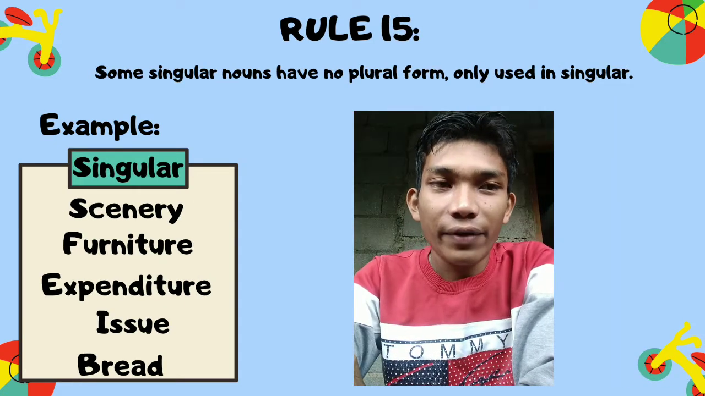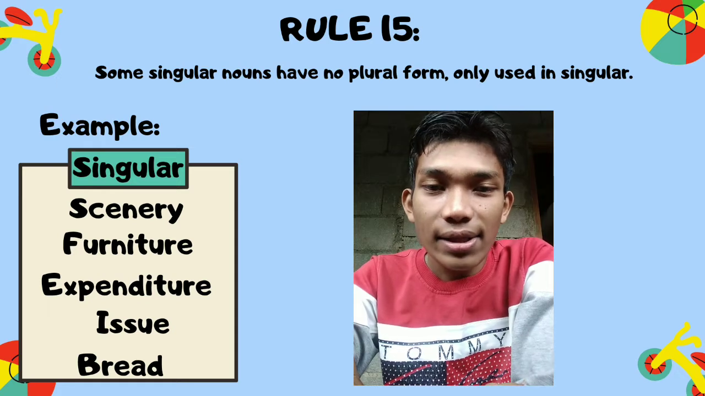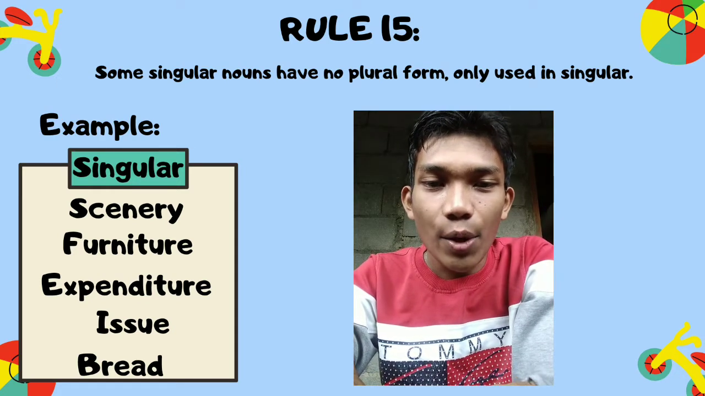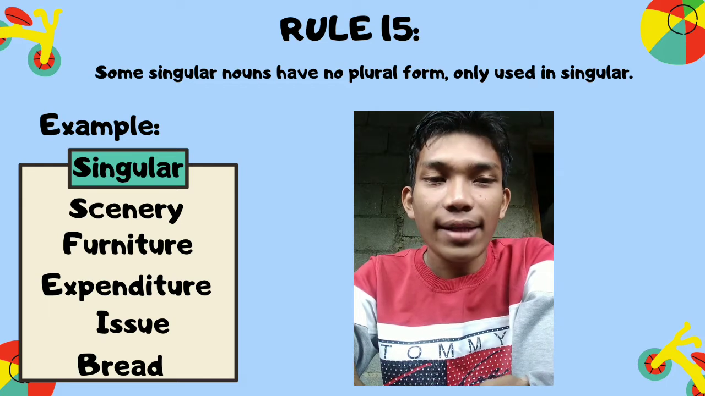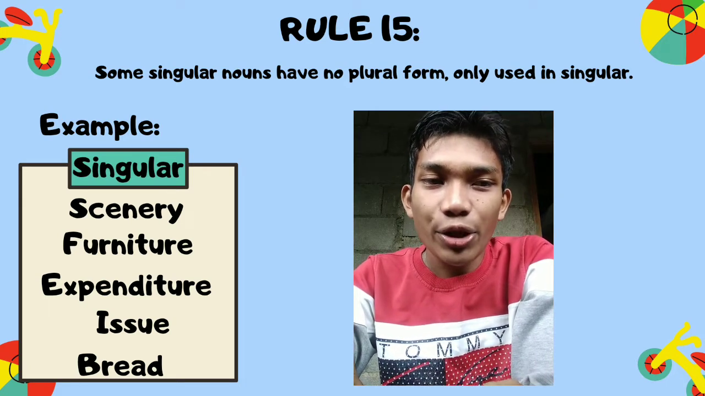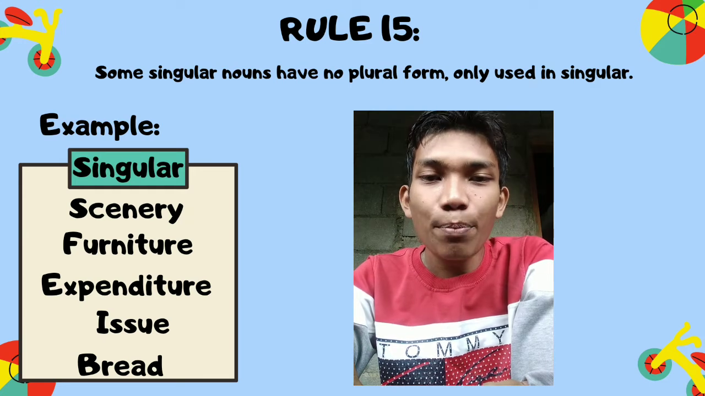In rule number 15, there are singular nouns that have no plural form, which means they can only be used in singular. For example, scenery, furniture, expenditure, issue, and bread.